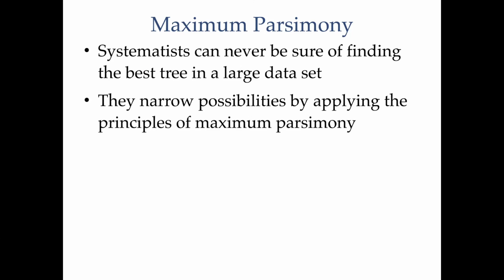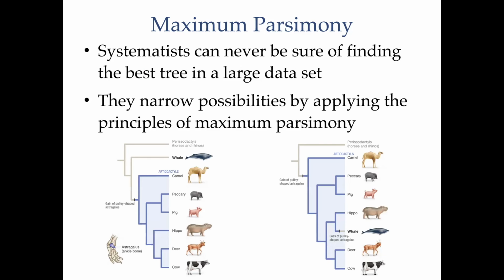So if I have to change a trait and then lose that trait, that's probably less possible than if I just have that trait appear once in a tree. For example, in this example here, we had this pulley-shaped bone, this ankle bone. That's the trait. If we have these organisms organized in a tree like this, we're going to say that the ankle bone appeared once here and then the whale diverged before, so it's out of the artiodactyls group here.